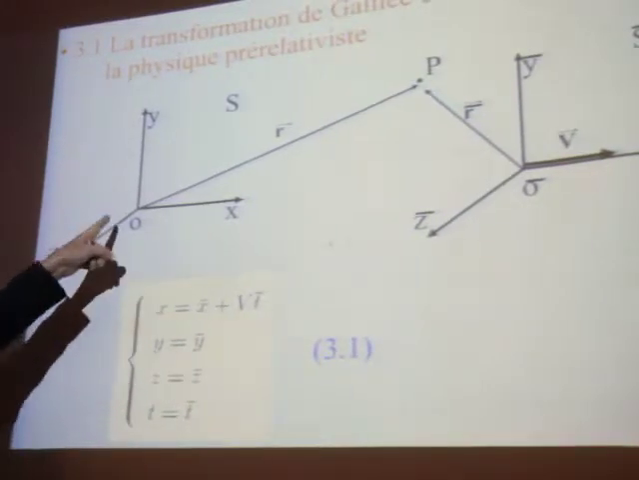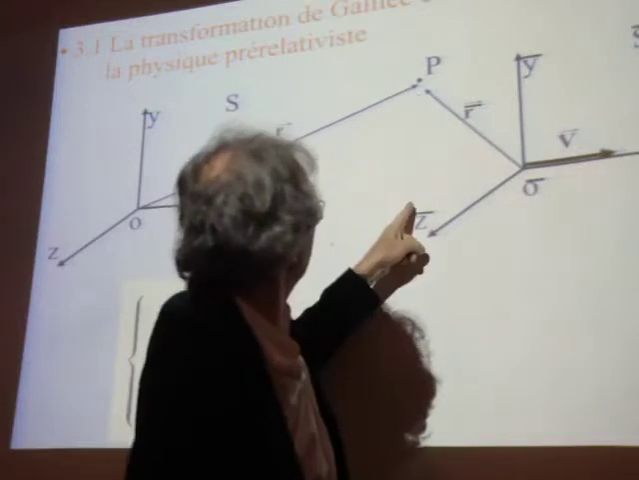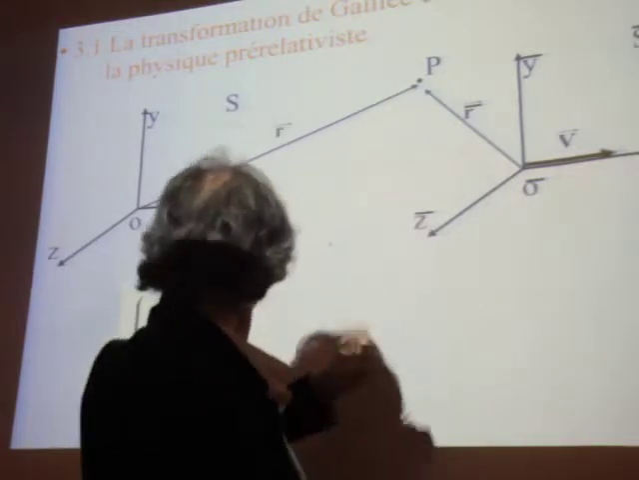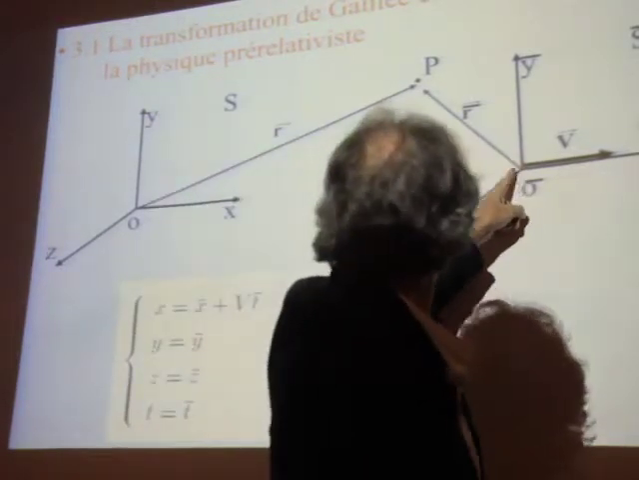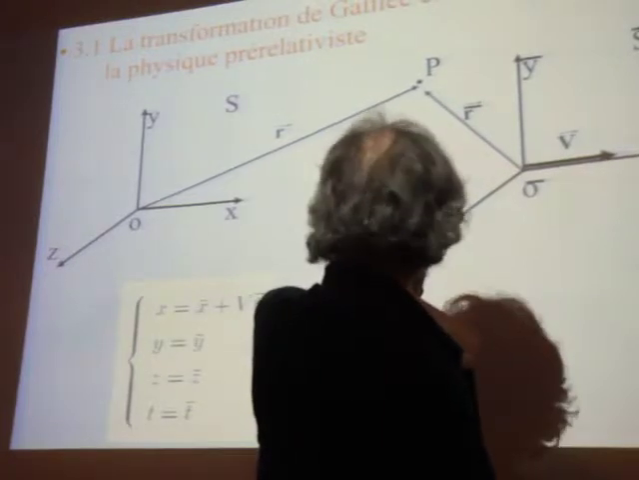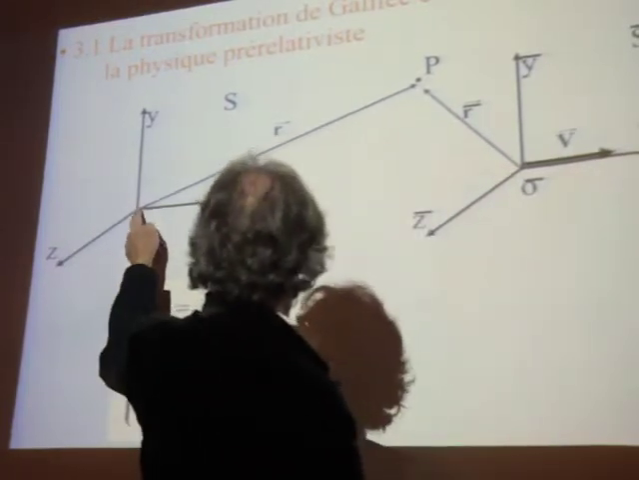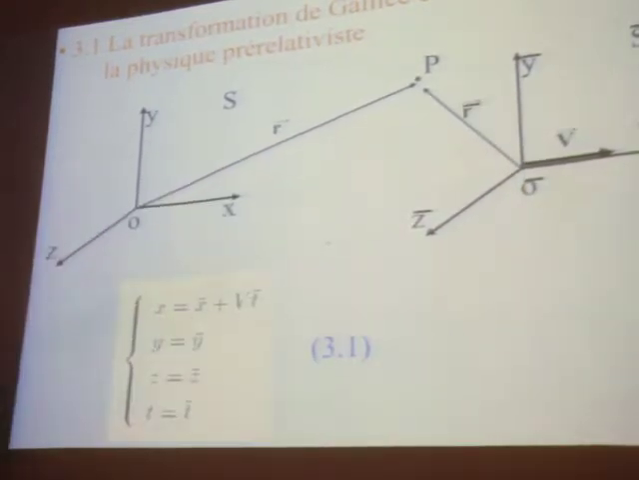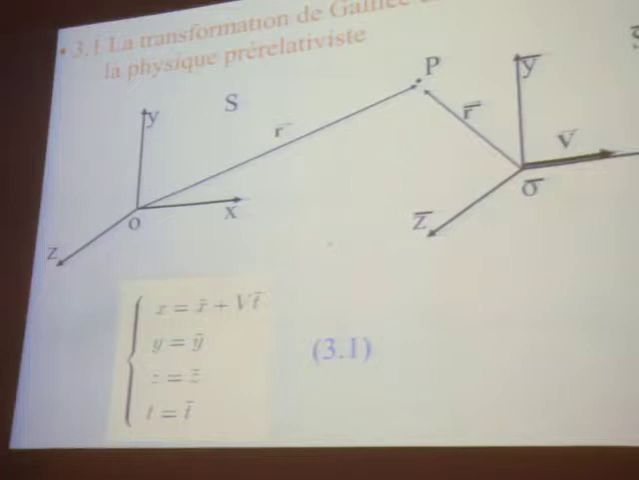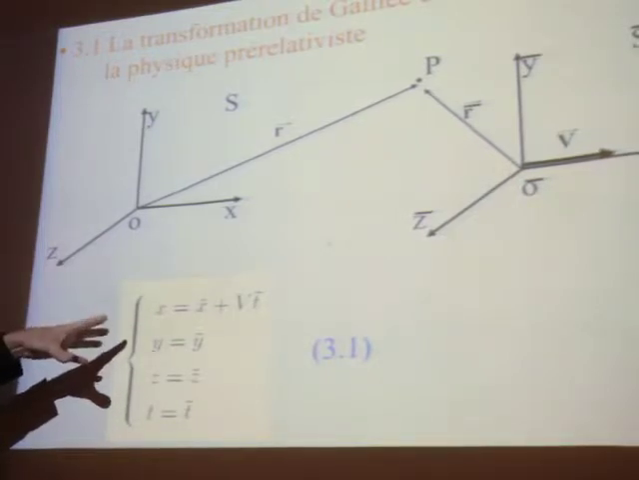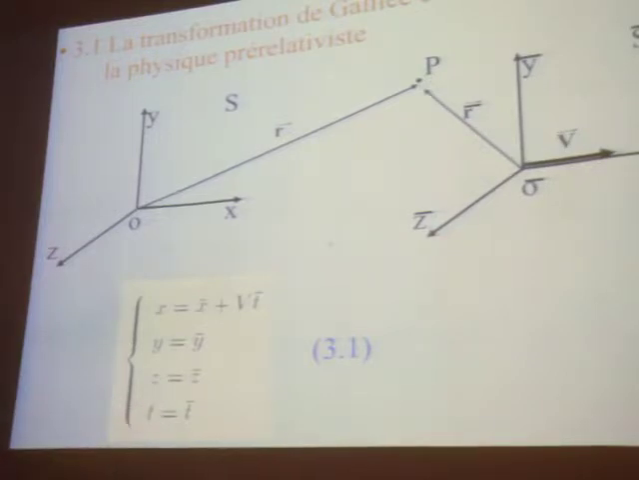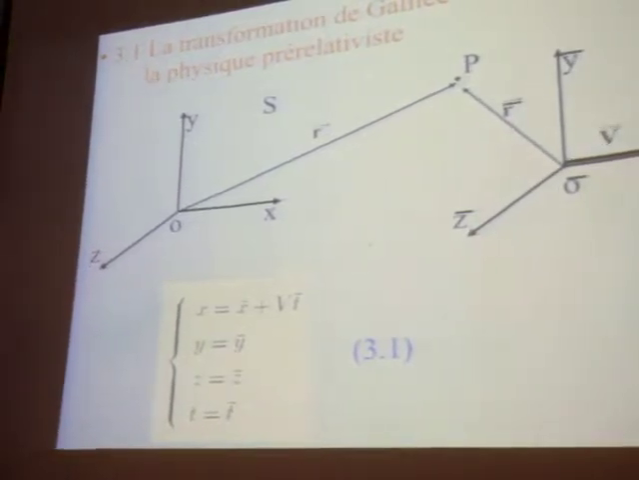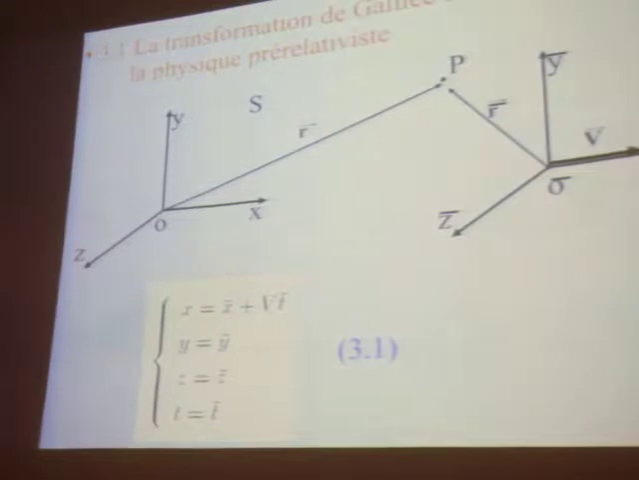Now X: the coordinate x of this event is of course equal to x bar, these coordinates, plus v t bar, which is the distance traveled by O bar during the time t, or t bar, because t equals t bar. So these are the relations when you adopt the Galilean point of view. Very simple.